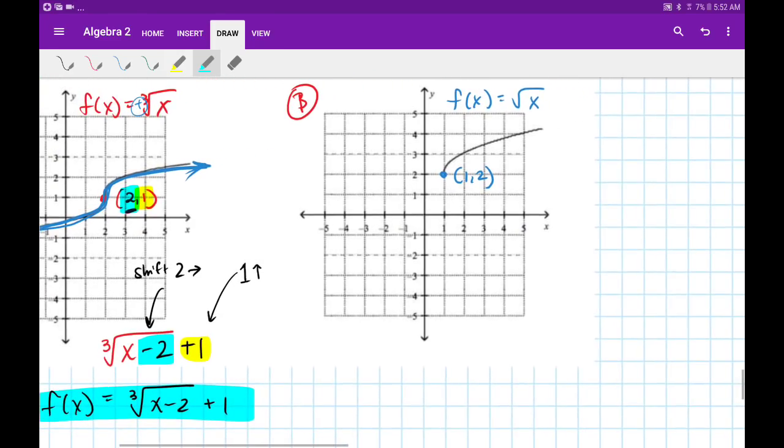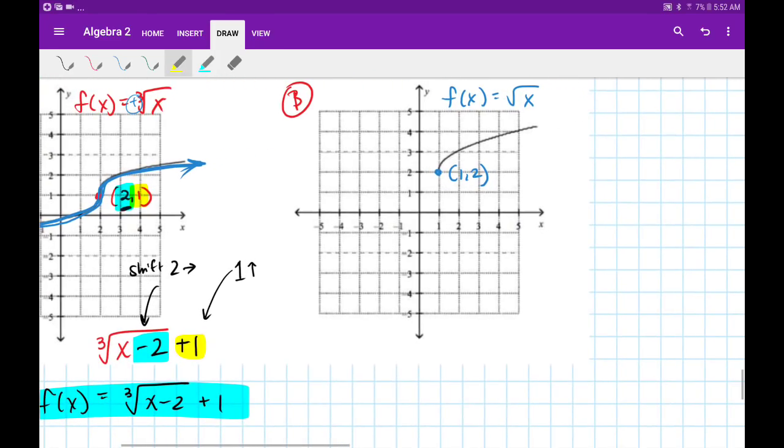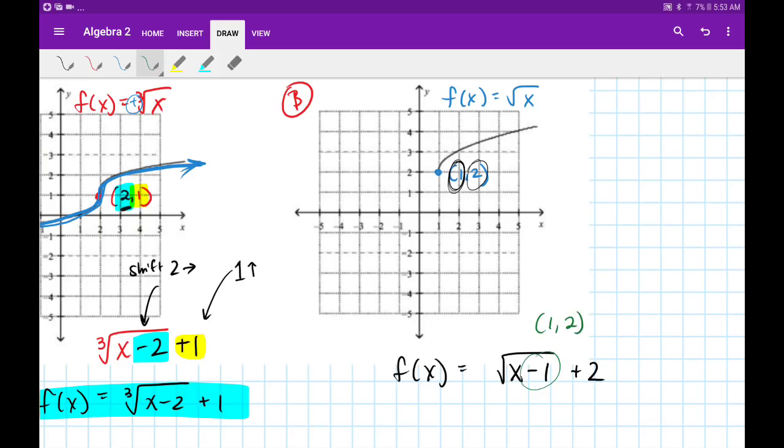Okay, let's go to B. So same ideas apply. So we're dealing with a square root function. So inside of our square root will be the opposite of positive 1, which is negative 1. And then outside, to show that we're shifting 2 units up, we're going to write plus 2. And that would take us, if we were to go backwards from this, to our critical point of 1, 2.